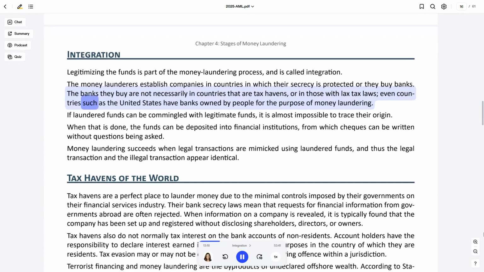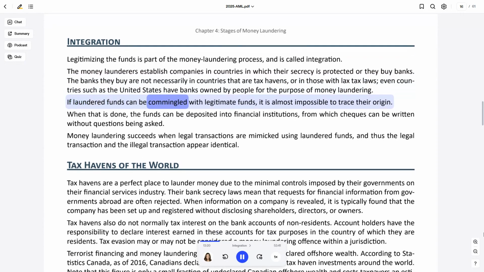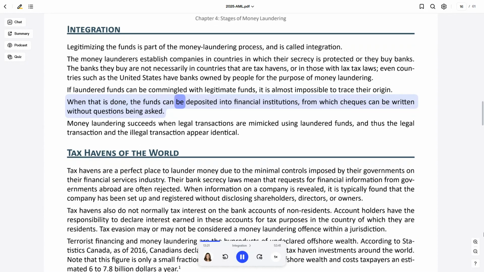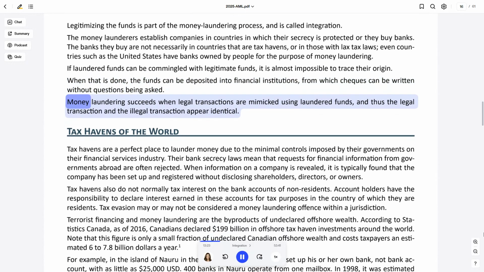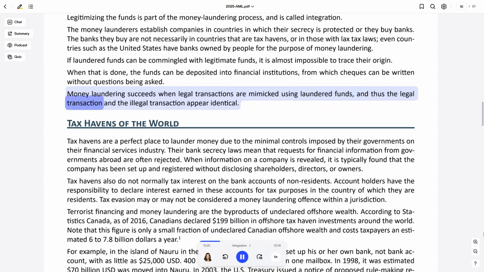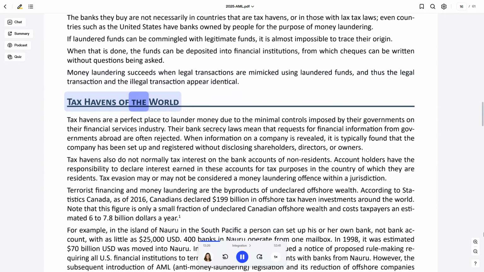Even countries such as the United States have banks owned by people for the purpose of money laundering. If laundered funds can be commingled with legitimate funds, it is almost impossible to trace their origin. When that is done, the funds can be deposited into financial institutions, from which checks can be written without questions being asked. Money laundering succeeds when legal transactions are mimicked using laundered funds, and thus the legal transaction and the illegal transaction appear identical.